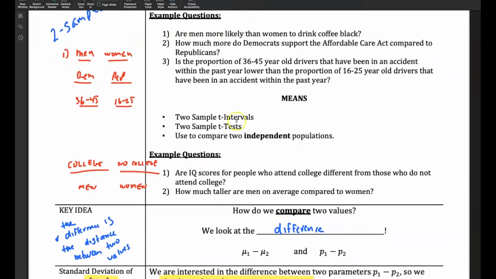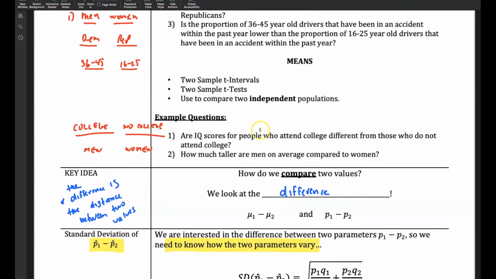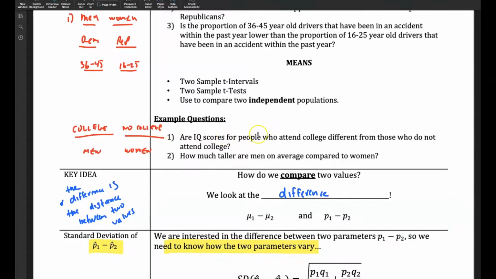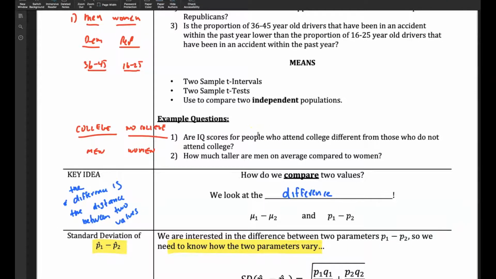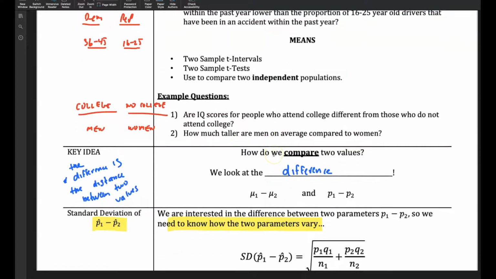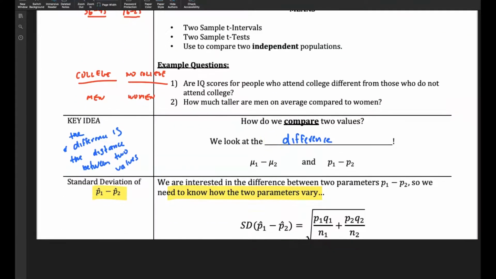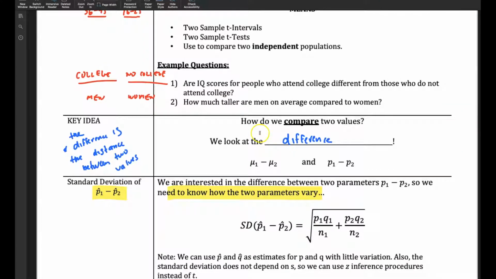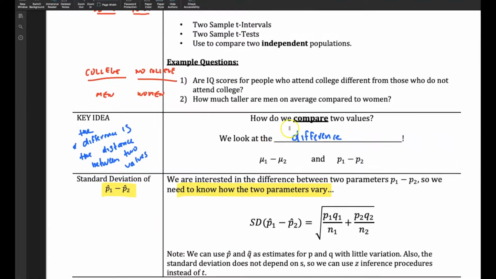And then for the means, we use two-sample t-intervals and two-sample t-tests, right? Are the IQs of people who attend college different from those who do not? Our two groups, college versus non-college groups, men versus women. Are men on average taller than women, right? And in order to do this, what happens is we look to compare two values.